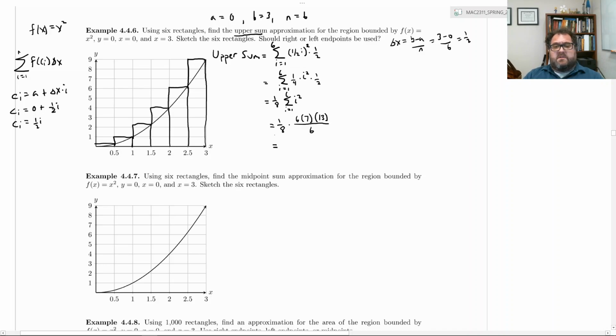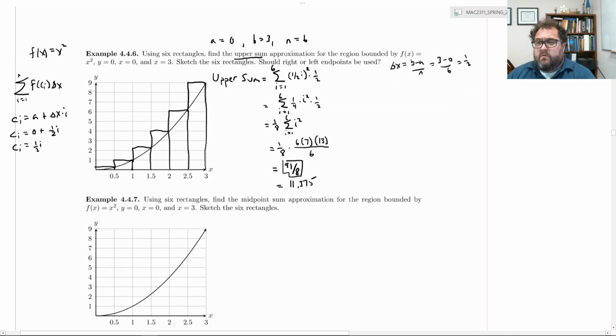Of course, the 6's divide out. We have 7 times 13 divided by 8, which gives us 91 over 8. 91 over 8. And the decimal, actually not the approximation, this is the actual decimal, it's exactly equal to 11.375. I prefer the fraction version, but they're exactly equal. So that's the upper sum approximation.